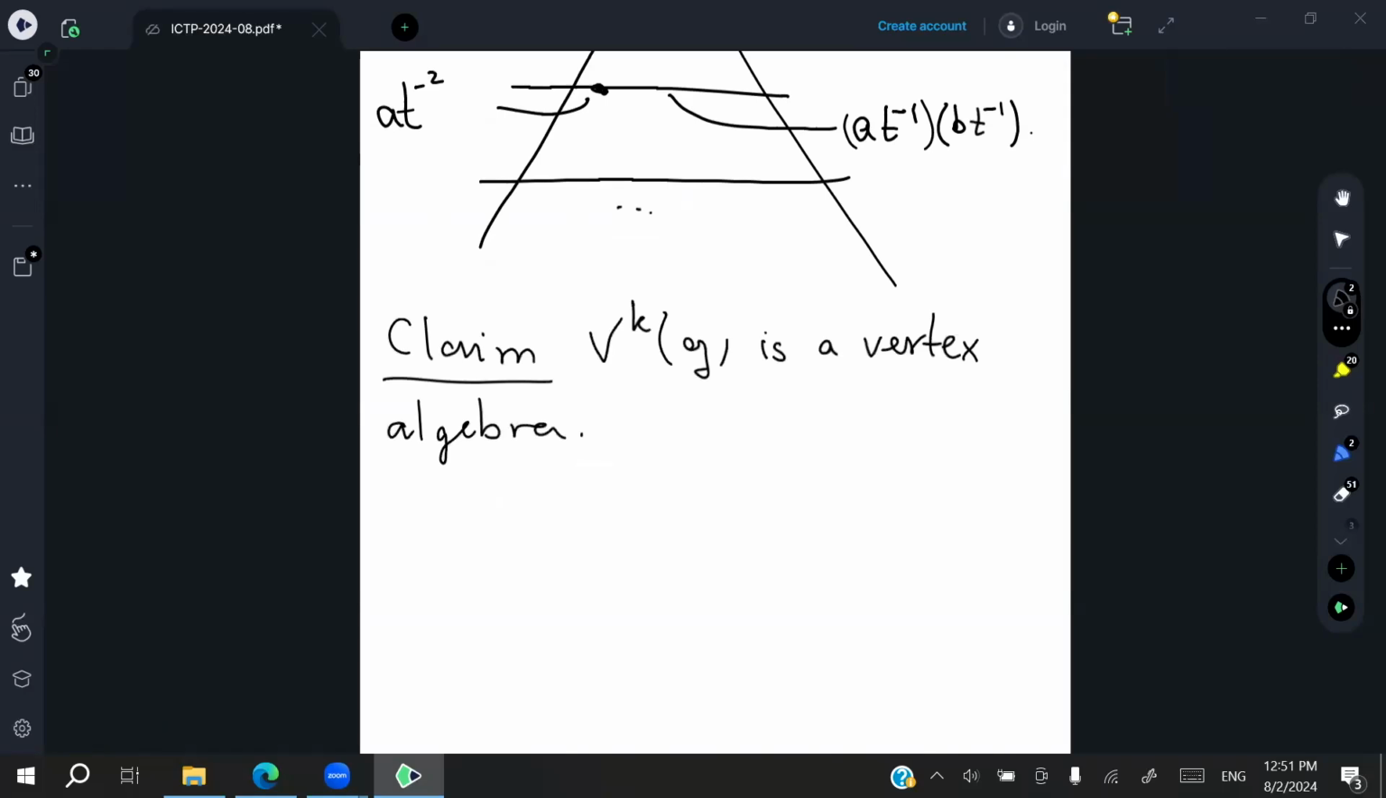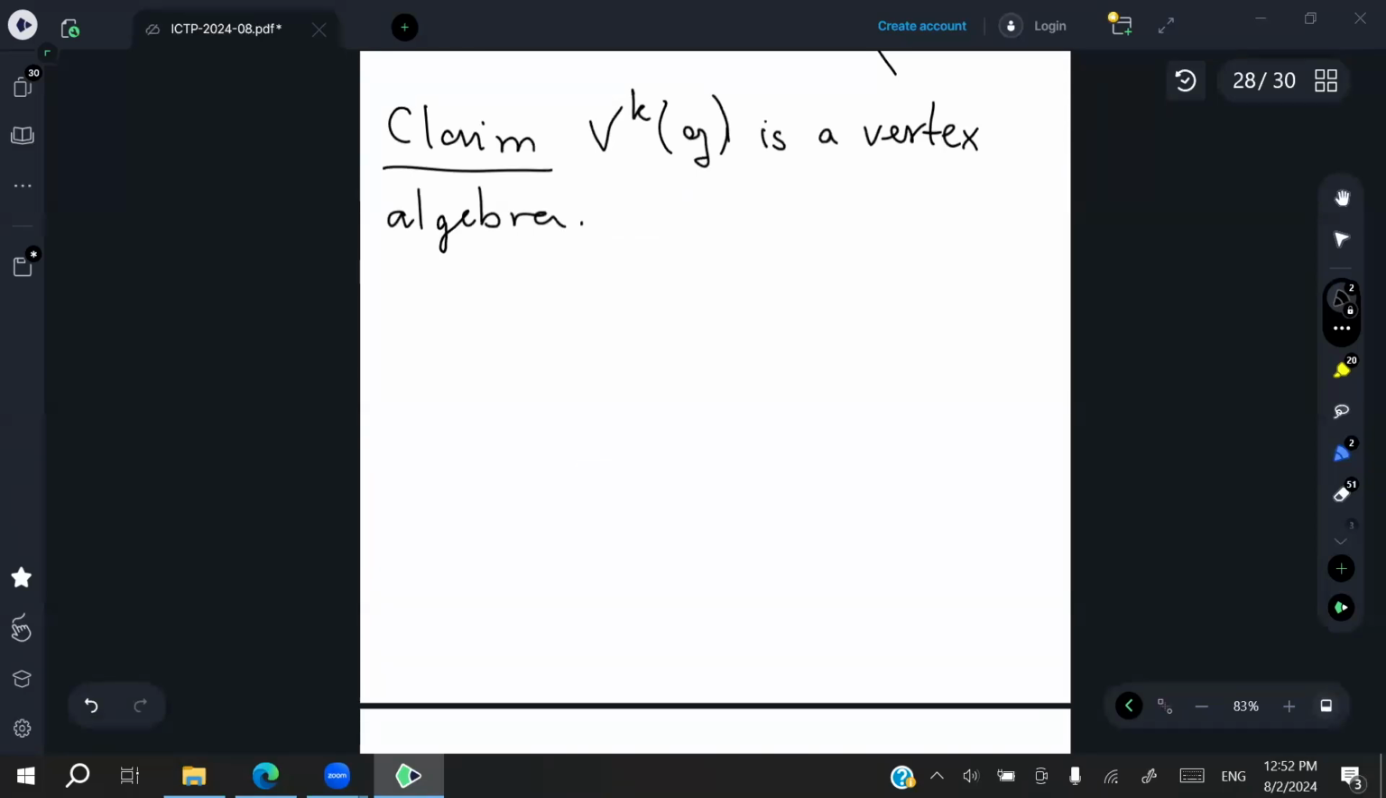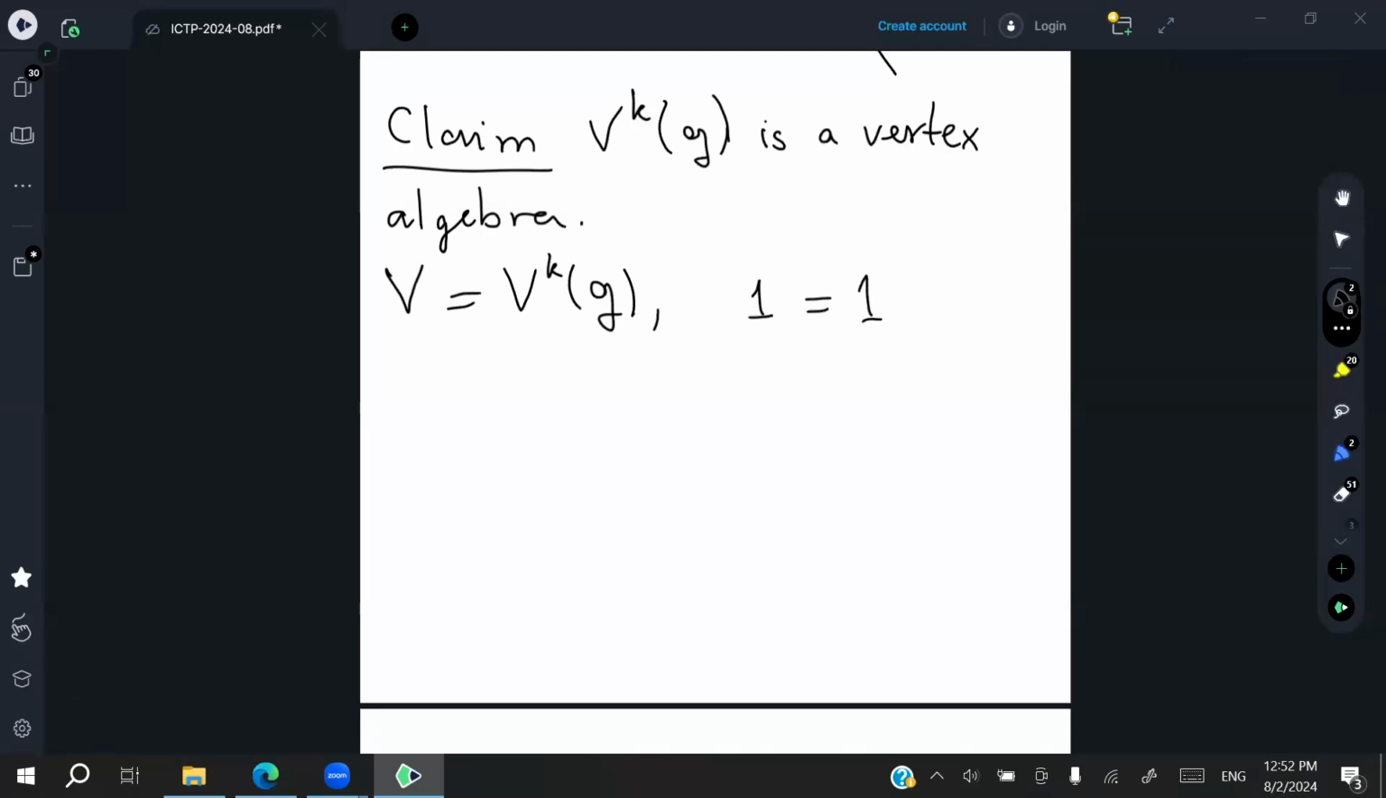The claim is that this is a vertex algebra in a natural way. So to be a vertex algebra, V k of G is our vector space. 1 is the vector that I've been calling 1. T I'll come back to in a moment. What about the fields?